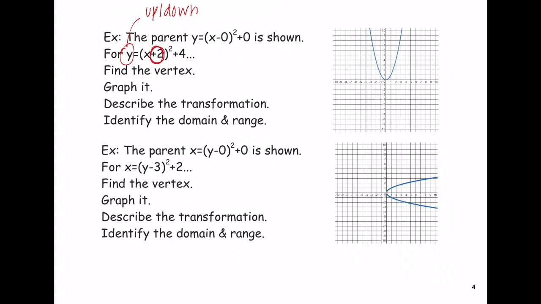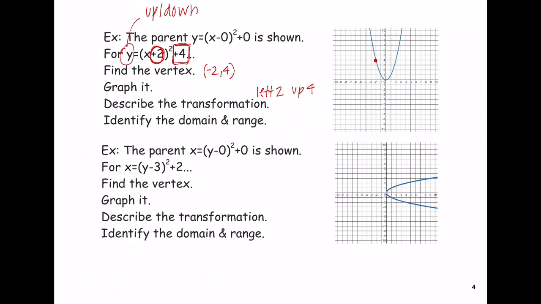So my transformations mean I'm going to move left 2. And then my plus 4 on the outside is associated with my k. I'm going to move up 4. So from my original vertex, I'm going to go left 2, up 4. I now have my new vertex at the ordered pair negative 2, 4.